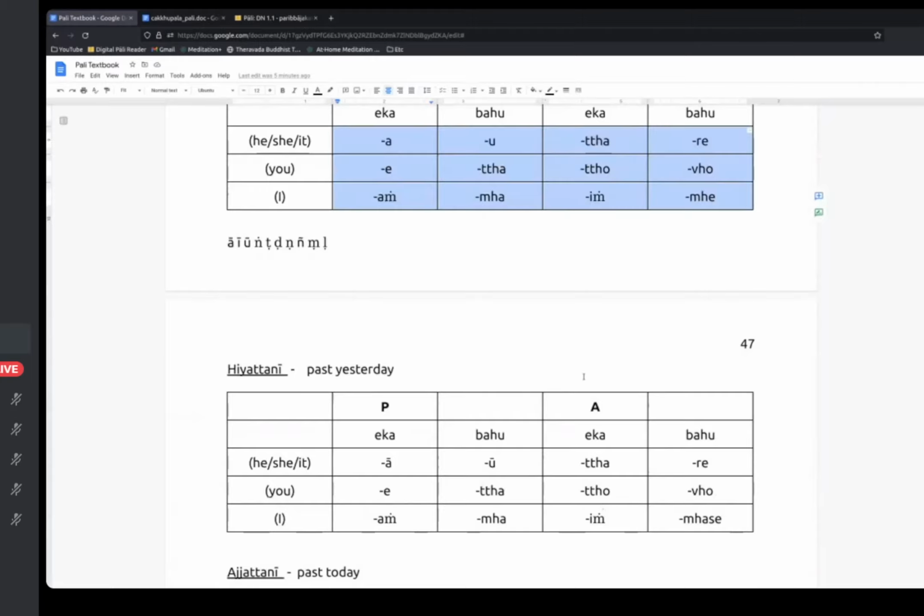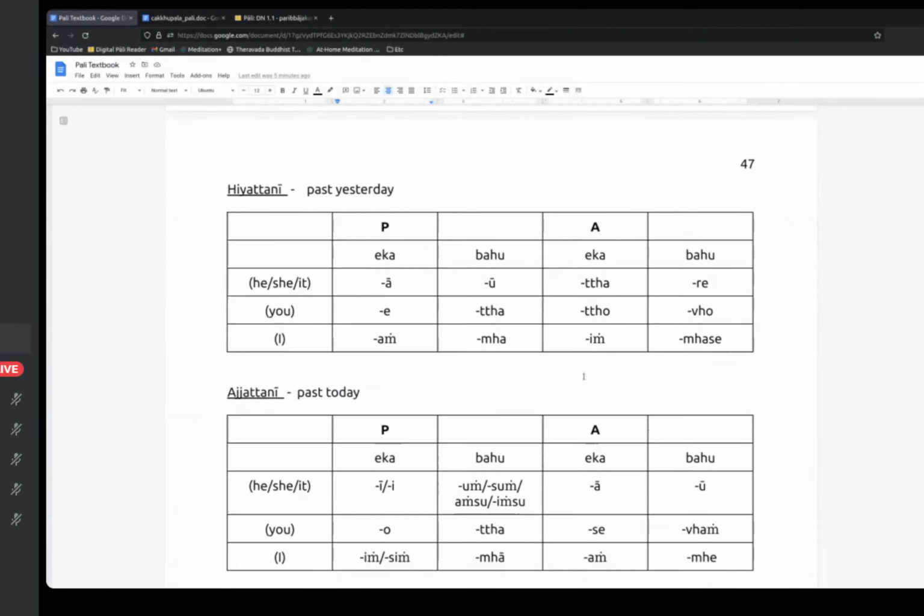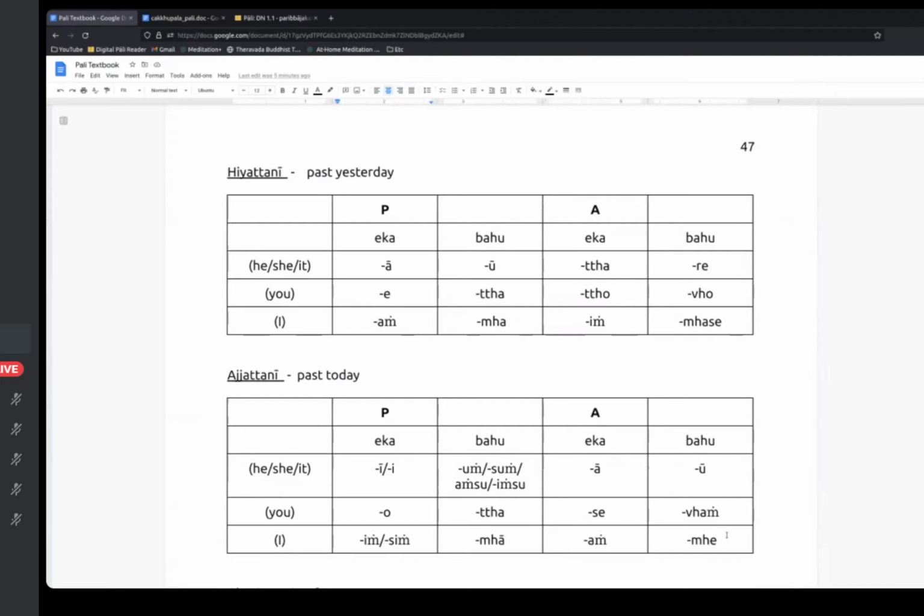But one thing to say about past, and you should write this down, the two other past tenses. And I think this one might be the most common. Yeah, you'll see these ones a lot. Like ahosi, ahesung.